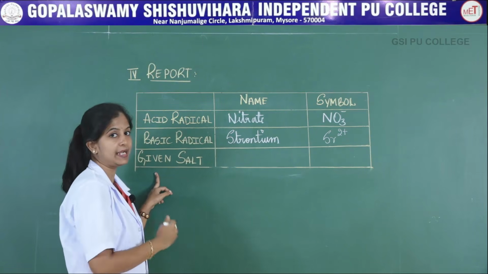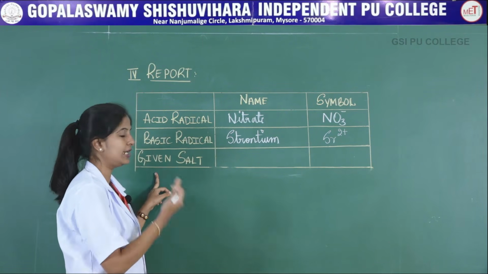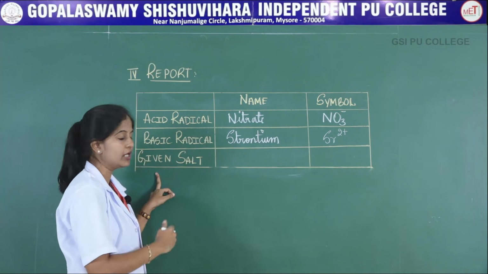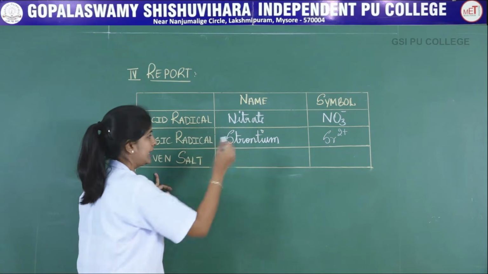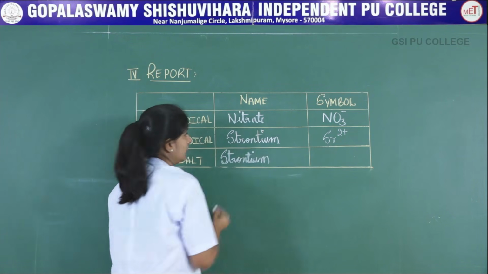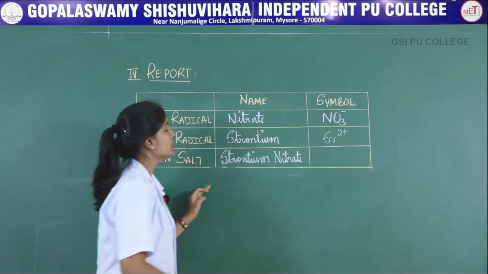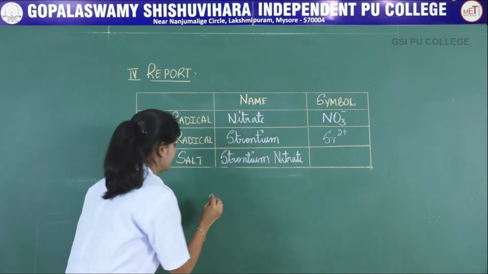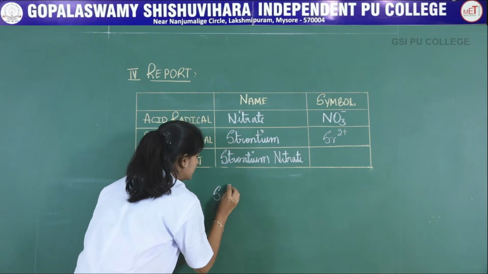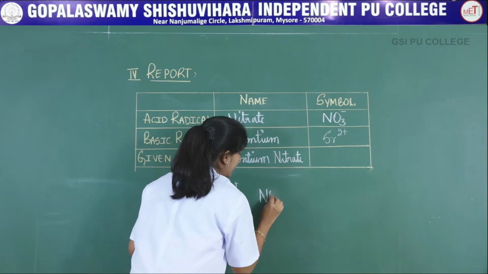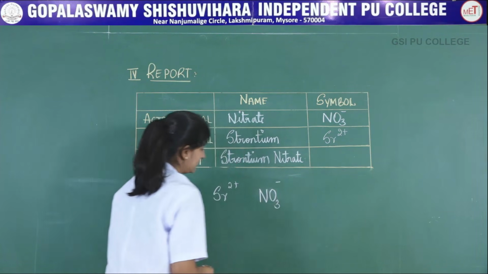So, the given salt, what is the combination of the salt? First you have to write your basic radical followed by your acid radical, that is, cation comes first, the name of the cation, then the anion. So, the cation name is strontium, the anion name is nitrate. In the same way you have to write the formula. So, let us see how to write the formula. So, strontium 2 plus, nitrate is your acid radical.